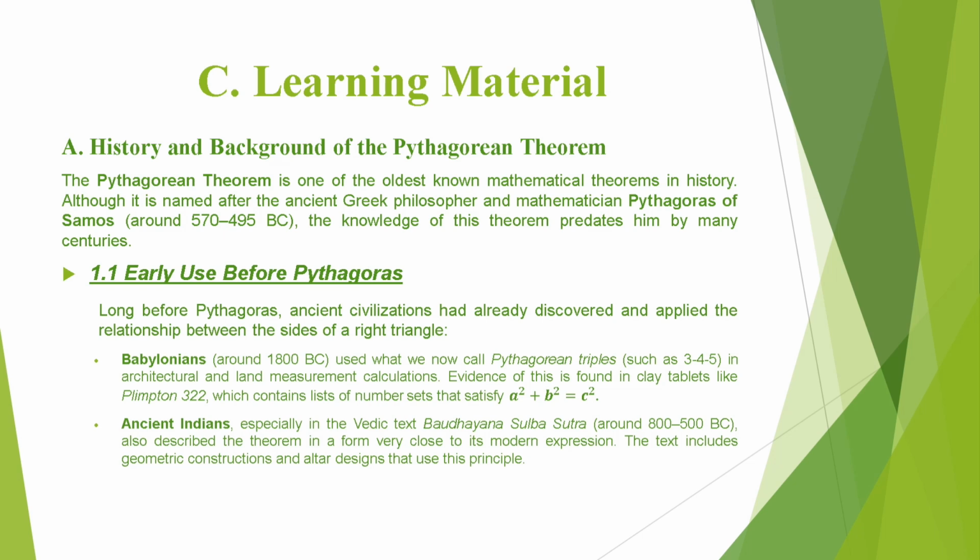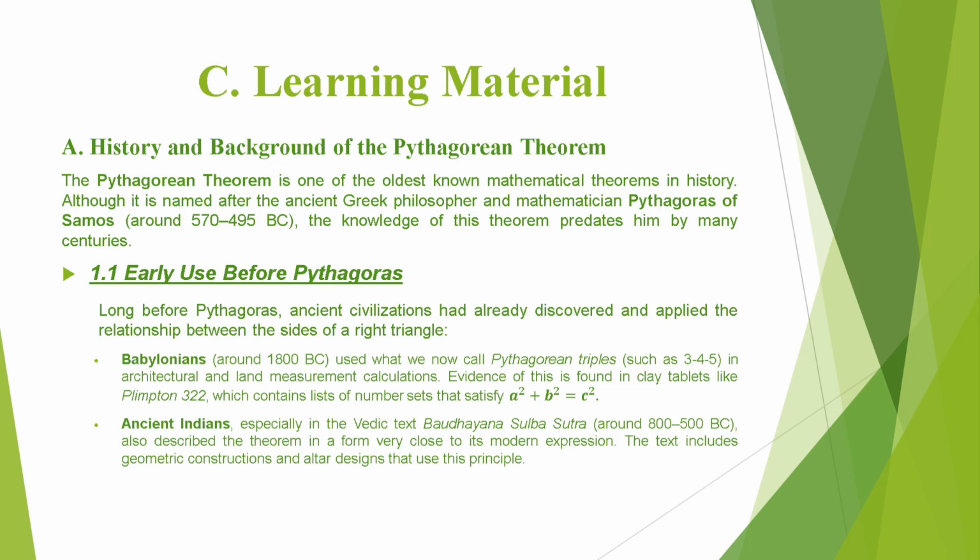Early use before Pythagoras. Long before Pythagoras, ancient civilizations had already discovered and applied the relationship between the sides of a right triangle. The Babylonians around 1900 BC used what we now call Pythagorean triples such as 3, 4, 5 in architecture and land measurement calculations.